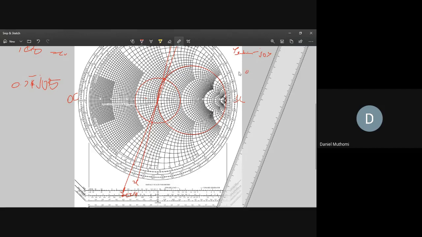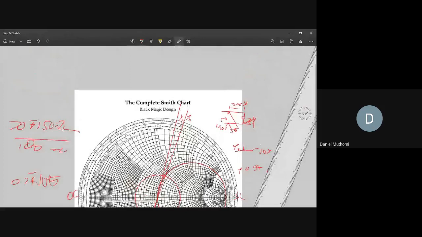Which is 0.154. This is the distance to where your short circuit will be.